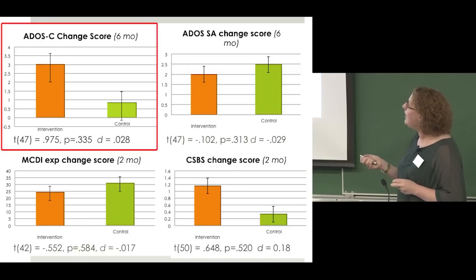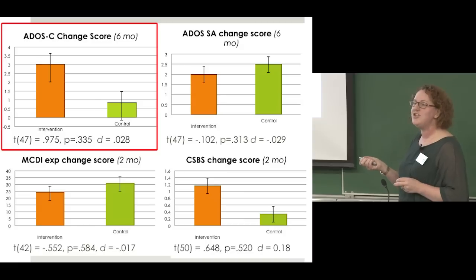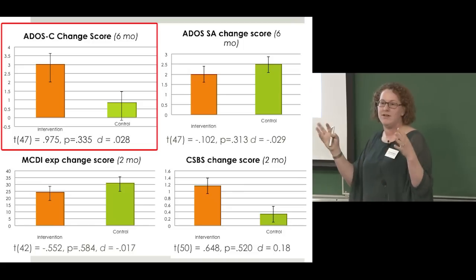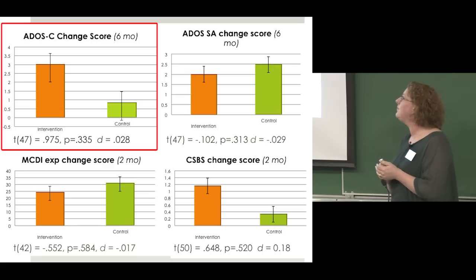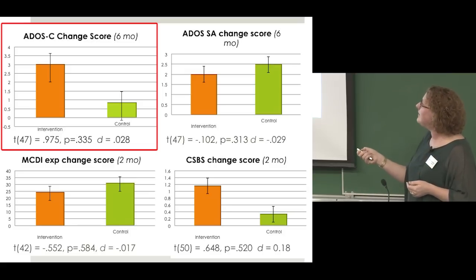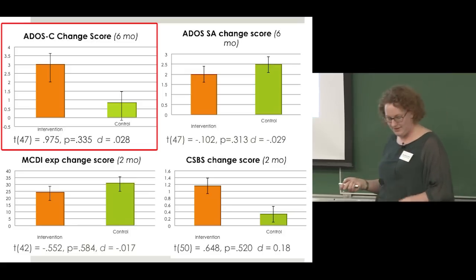It's a summary score based on the difference between each individual child's score at baseline and 6 months later. And the bigger the change, the bigger their improvement or their reduction in autism-type symptoms. So it looks very exciting, but it's a non-significant difference, unfortunately.